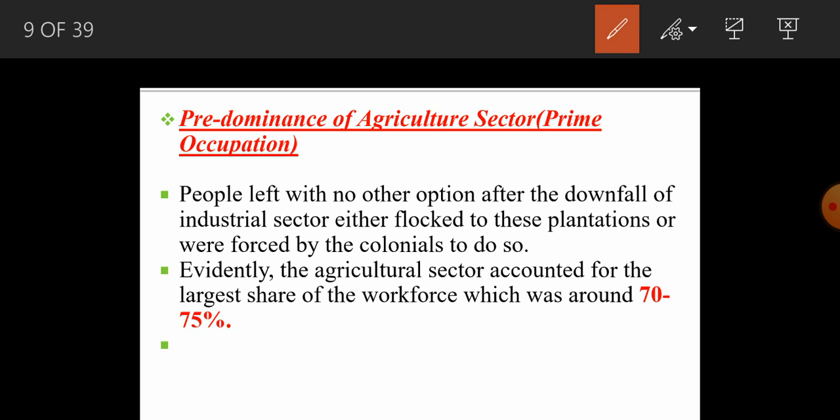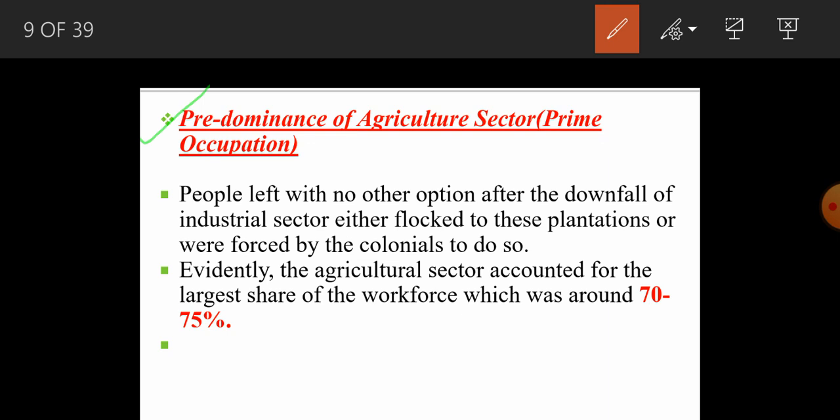So there were some highlighted features which you can talk about regarding the occupational structure, how it was being dominated. The first point is predominance of the agricultural sector, means how the agricultural sector was dominated by the colonials, which was the prime occupation at that time. So the first is that the people, left with no other option after the downfall of the industrial sector, either flocked to these plantations or were forced by the colonials to do so.